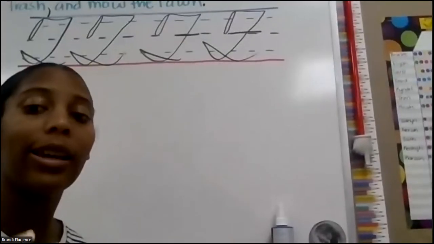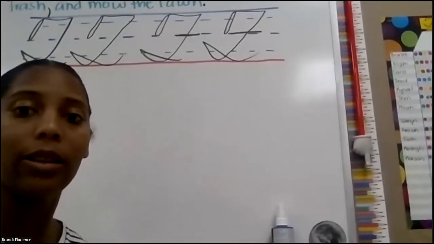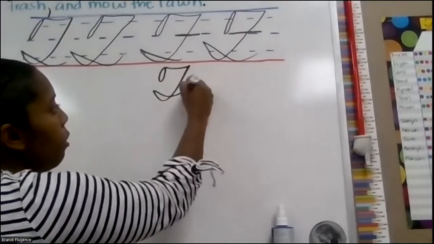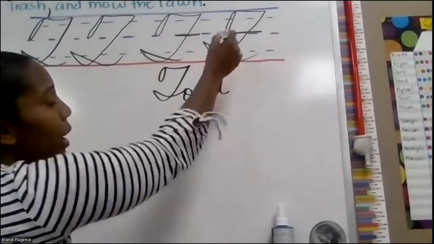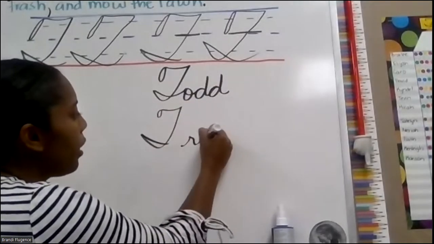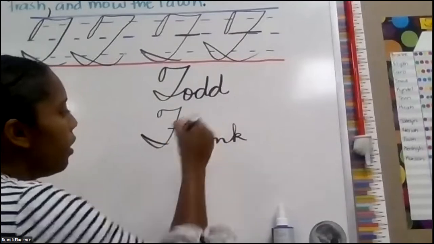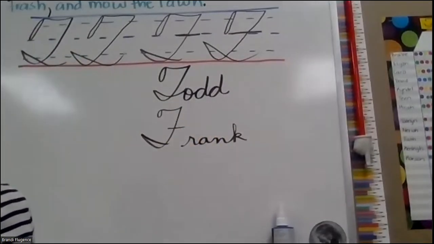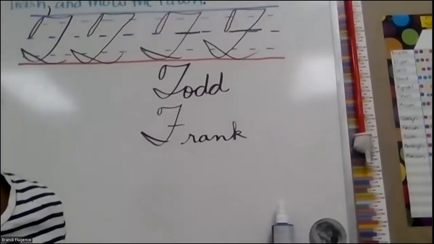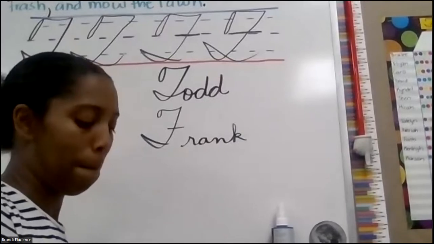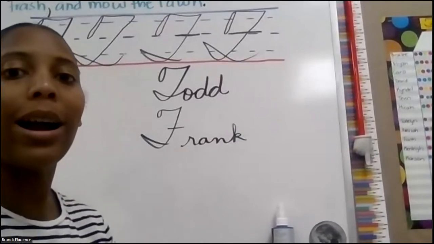Okay? So T will connect to other letters, but F does not connect to other letters. Again, capital T does connect to the other letters. Like if I was writing Todd, I would put T, O, D, but F does not connect. F, R, and then I would say Frank. F does not connect. I know, but it doesn't. Look. You can see it on there. F doesn't connect.